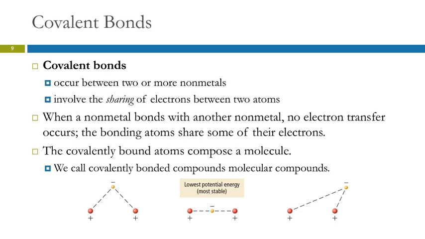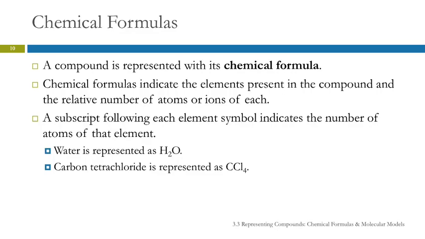So we call covalently bonded compounds molecular compounds because they form discrete molecules, unlike ionic compounds that are just an arrangement of different ions. Any questions?